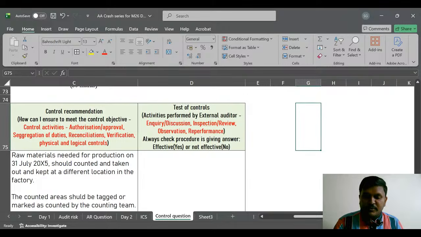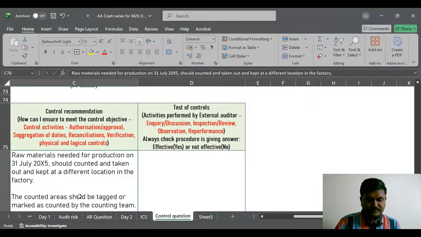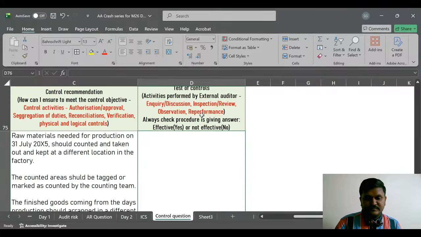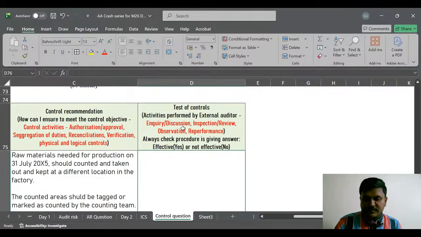So what could be the procedure you can suggest over here? What could be the procedure you could consider? Inventory count is happening, something that is happening live. What can we do as a procedure? External auditor. What procedure out of this? They can observe the inventory count, right?